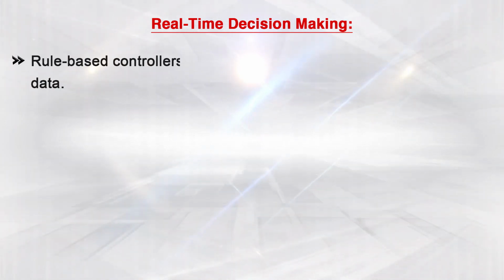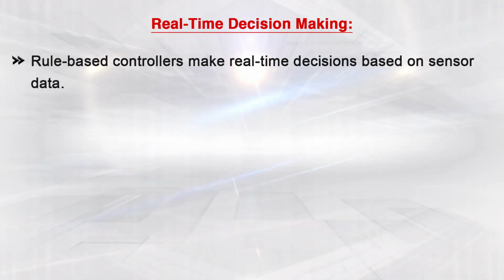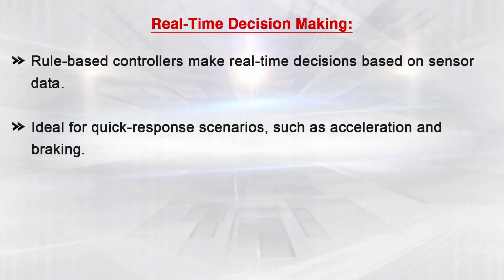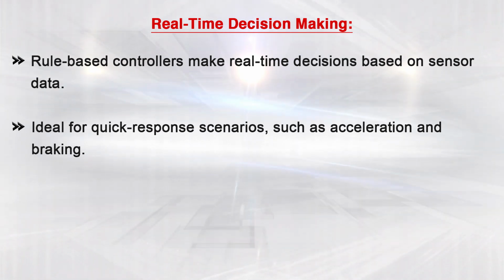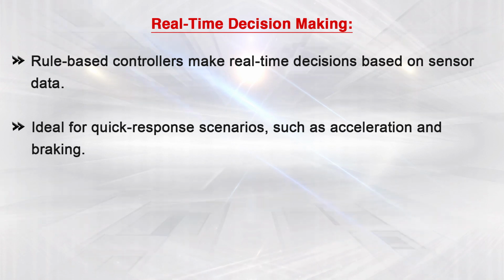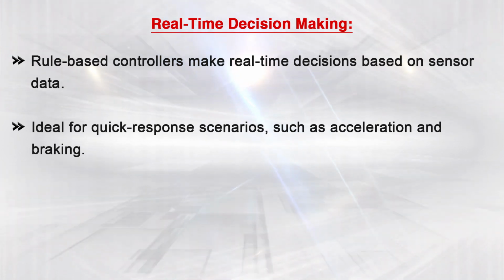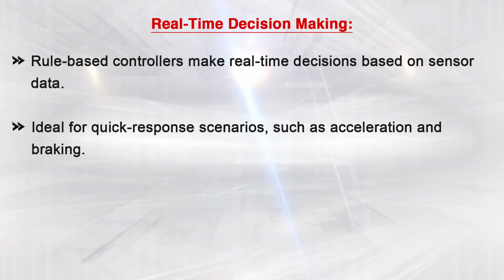Another one is the real-time decision making. The rule-based controllers are highly responsive, making decisions in real time based on immediate sensor data and predefined criteria. This makes them suitable for immediate response scenarios such as quick acceleration or emergency braking.